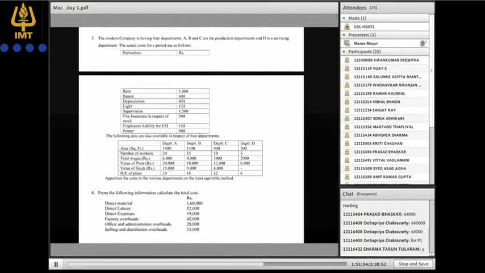And horsepower, HP here denotes horsepower. So that's a unit of the electricity. So it is 24 for A, 18 for B, 12 for C and 6 for D. And we are asked to apportion the cost to the various departments on the most equitable method. So in order to solve this numerical, we will take help of an Excel sheet here.